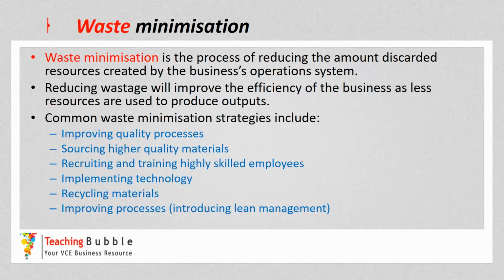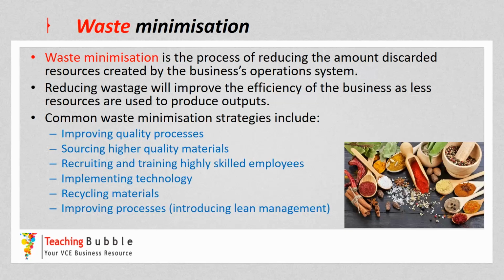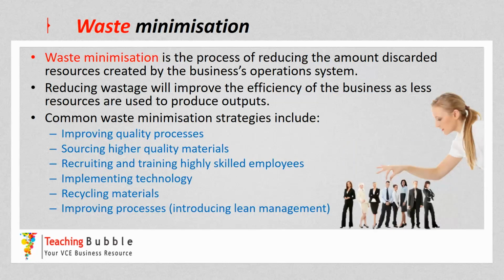Now, some common waste minimization strategies include lots of them, but here are some examples. First of all, improving the quality processes, whether they have implemented quality control or total quality management, but actually improving those processes. Sourcing higher quality materials, so there should be less going to waste. Recruiting and training highly skilled employees. If employees are highly talented, then that should result in less errors.